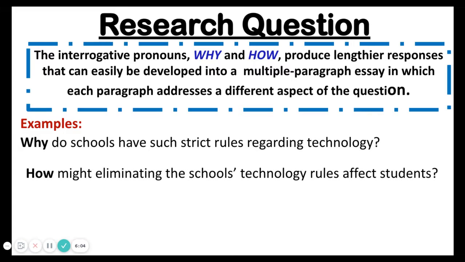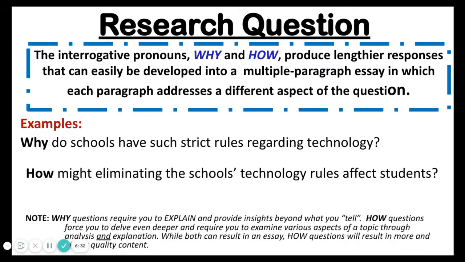Another example, how might eliminating the school's technology rules affect students? So, if all technology rules and restrictions in schools were removed entirely, what impact could this have on students? Well, there's so many dimensions to this, so many different ways in which students could be affected, so many different aspects of their lives that could be affected. This could definitely generate a lengthier response.